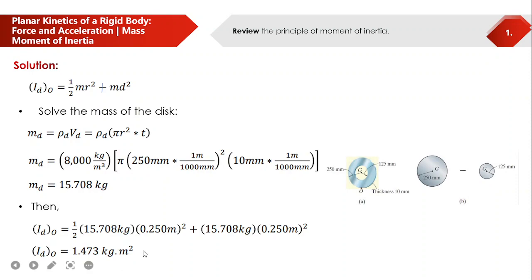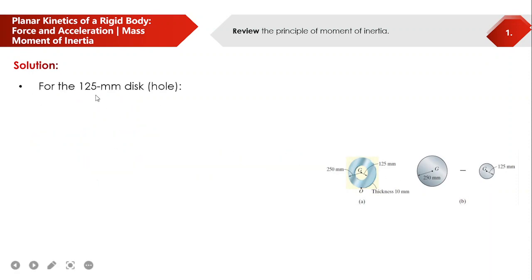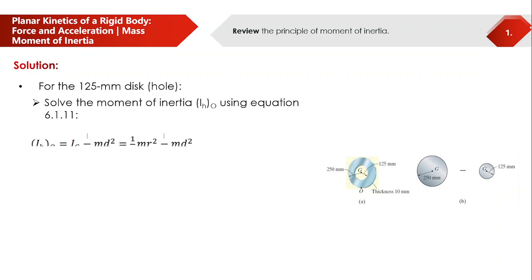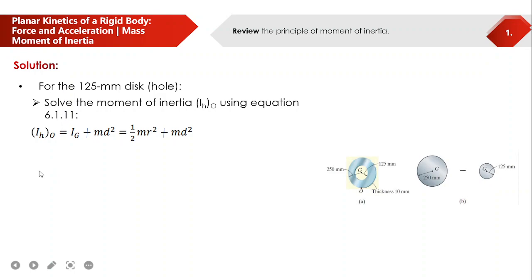Okay, so we already have our moment of inertia of the disk. Next is the moment of inertia of the hole. Ayan, yung butas. So for the 125 millimeters disk, solve the moment of inertia, I sub h, denote that as the hole, using equation 6.1.11, the moment of inertia using parallel axis theorem. So that will be I sub h sub O is equals to I sub g plus md squared is equals to 1 half mr squared plus md squared.